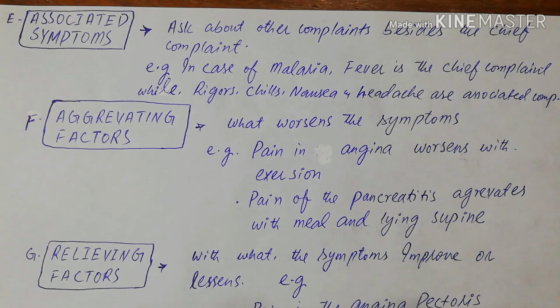The other A stands for the aggravating factors. This means all the things that worsen the symptoms, like pain in angina worsens with exercise, and pain in pancreatitis aggravates with meal and lying supine. The R stands for the relieving factors. It means with what the symptoms improve or lessen, like in angina pectoris, the pain relieves with rest and nitroglycerin, and pain due to pancreatitis relieves with leaning forward.